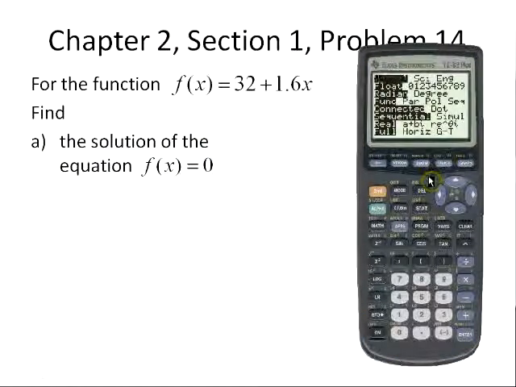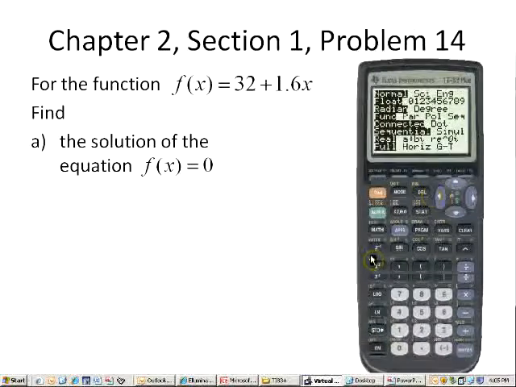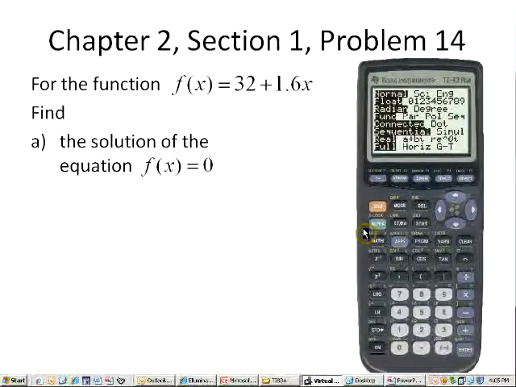We're going to be looking at a problem from Chapter 2, Section 1. This is problem number 14, and what you see on the screen here is the problem, and this has three parts. In part A, for the function f of x equals 32 plus 1.6x, we want to find the solution of the equation f of x equals 0.